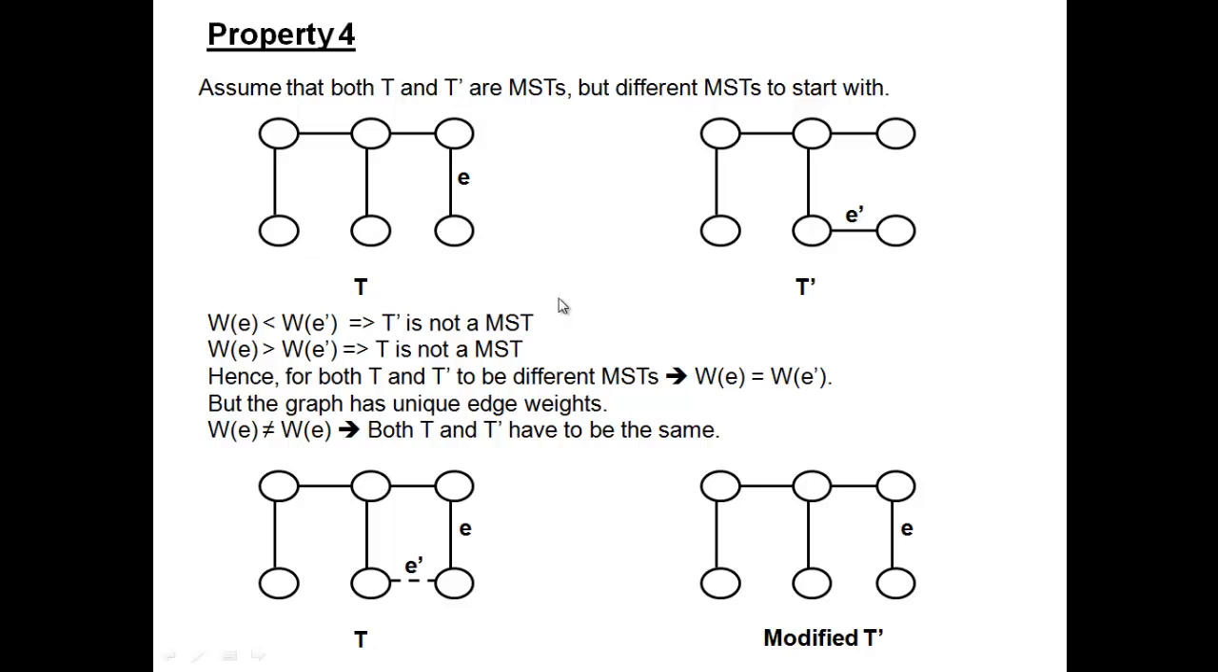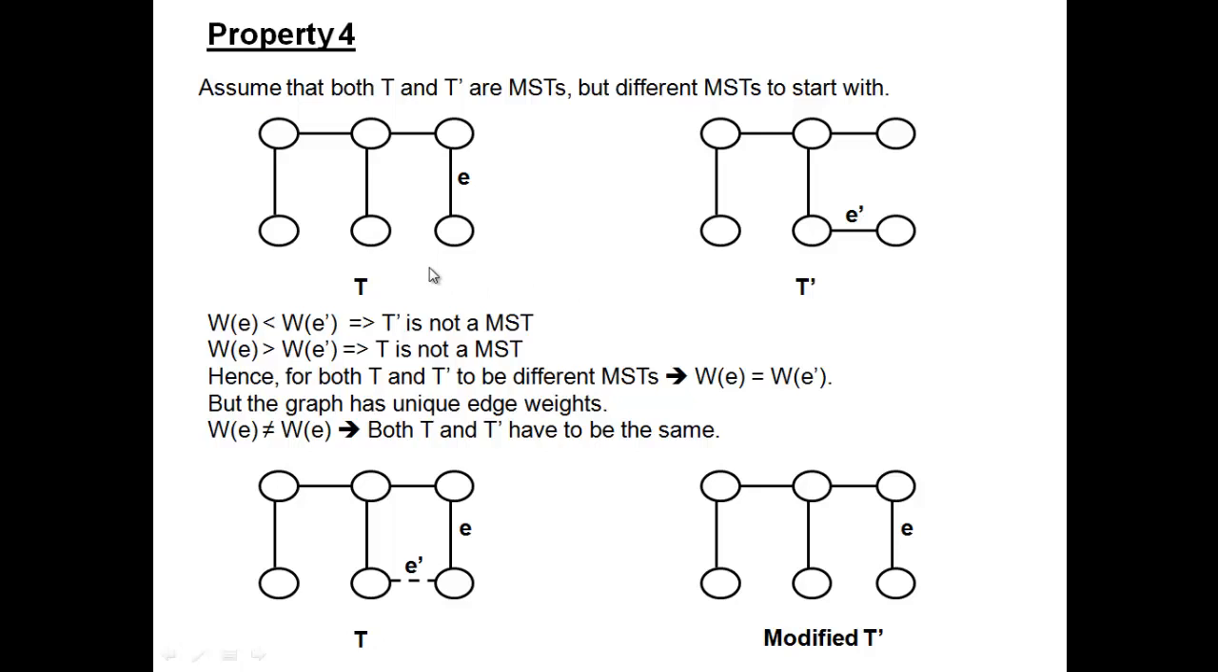But they have different sets of edges, because we are saying there are two different minimum spanning trees. Now also remember the graph has unique edge weights, which means no two edges have the same edge weight. Okay, so given that the graph has unique edge weights, assume that there are two different minimum spanning trees T and T prime. Since there are two different minimum spanning trees, there has to be at least one edge difference. So there should be an edge E which is in T, not in T prime, and there should be an edge E prime that is in T prime and not in T.